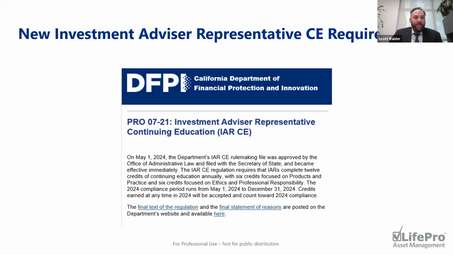Another item that came this year is the new advisor CE. So I want to remind everyone that now, as an IAR, you are required to do 12 credits of continuing education to maintain your IAR registration in your state or in states. Those 12 credits include 6 credits on products and practices, and then 6 credits on ethics and professional responsibility courses.